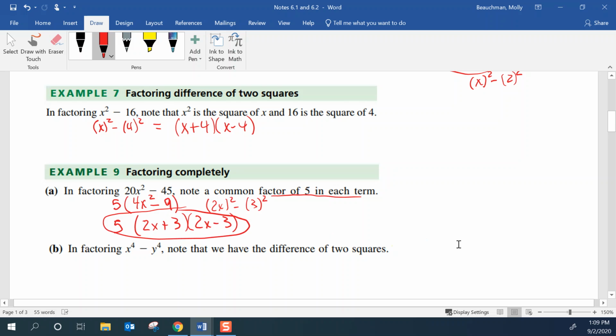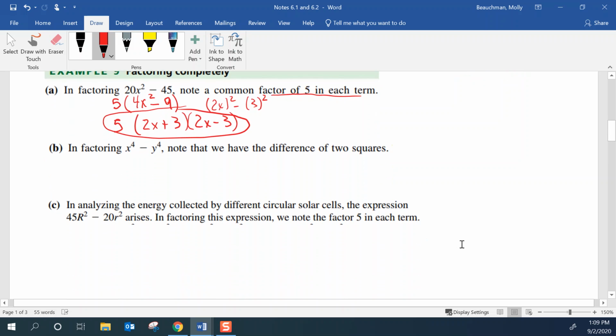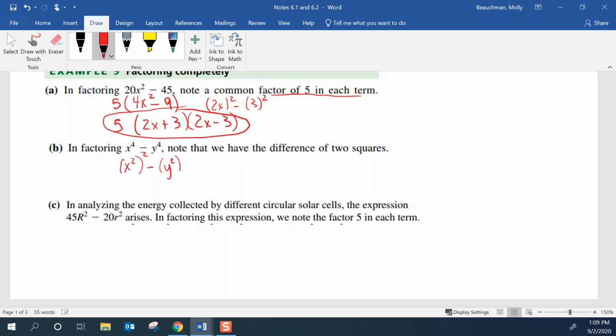Okay. Next example, we have x to the 4th minus y to the 4th. They do not have a common factor, but they're both perfect squares. X to the 4th is x squared squared. Y to the 4th is y squared squared. So the difference of squares factors into x squared plus y squared, x squared minus y squared.